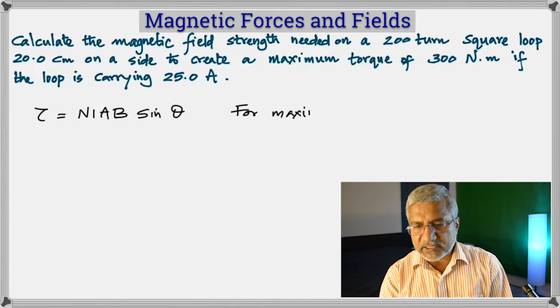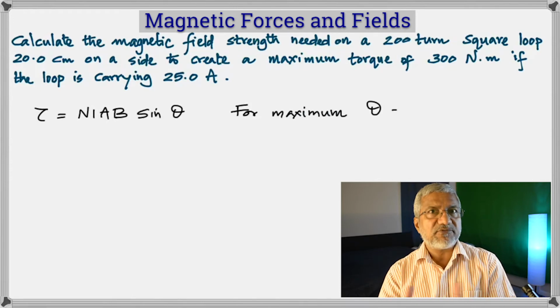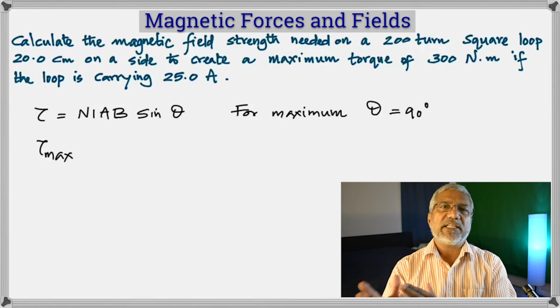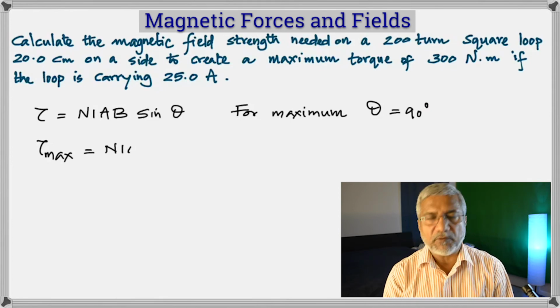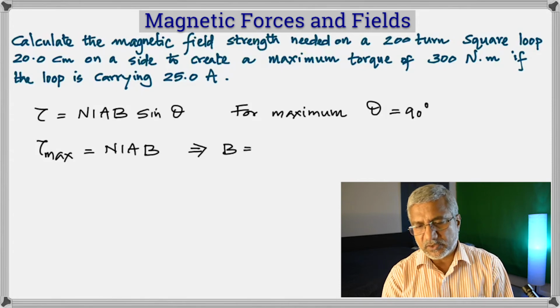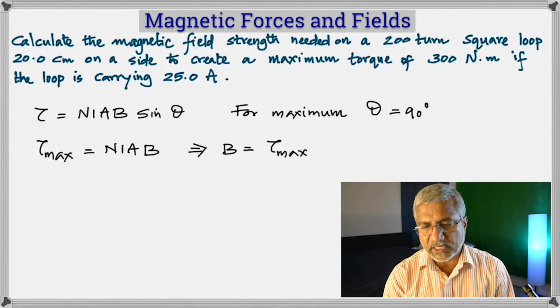Okay, so for maximum, it says maximum torque. It gives you the maximum torque. That means theta is 90, because that's when sine 90 becomes maximum, which is 1. So we have maximum torque is NIAB, rearrange. You get B is tau max by NIA.